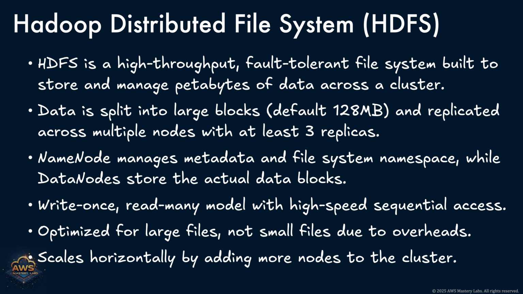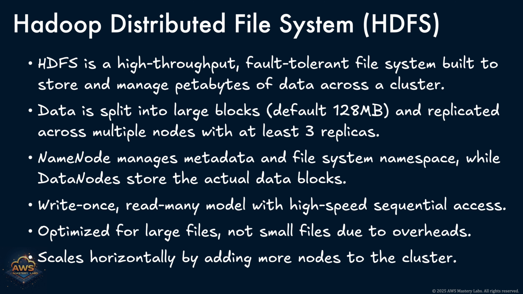HDFS breaks down files into large blocks, typically 128 or 256 megabytes in size, and then distributes those blocks across multiple nodes in the cluster. To ensure fault tolerance, each block is replicated, usually 3 times, across different nodes. The system is built on a name node and data node architecture. The name node acts as the central metadata manager. It keeps track of the file system structure, block locations, and access permissions. Meanwhile, the data nodes are responsible for actually storing and retrieving the data blocks.